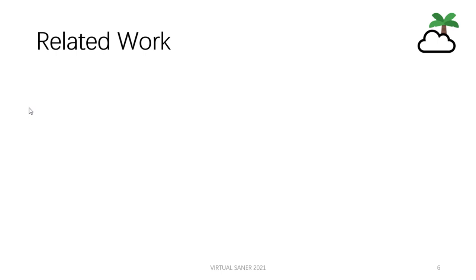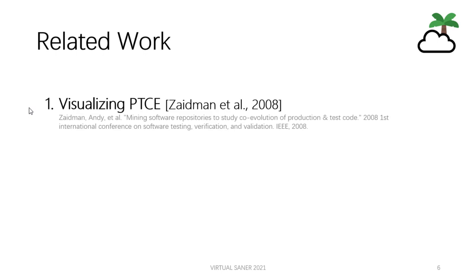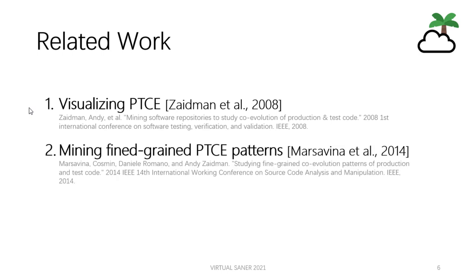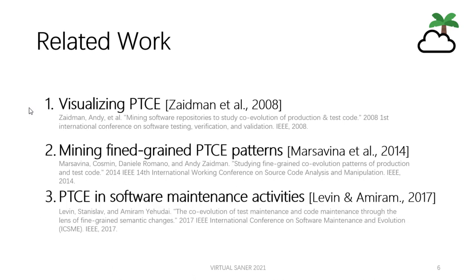Here are some related works about production test coevolution. For example, a work in 2008 tries to visualize the production test coevolution. Another work published in 2014 tries to mine coevolution patterns in code repositories. Other works link the coevolutions with semantic activities, such as bug fix or feature addition and removal in the production code.